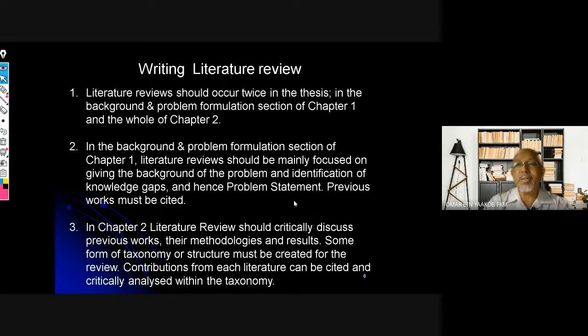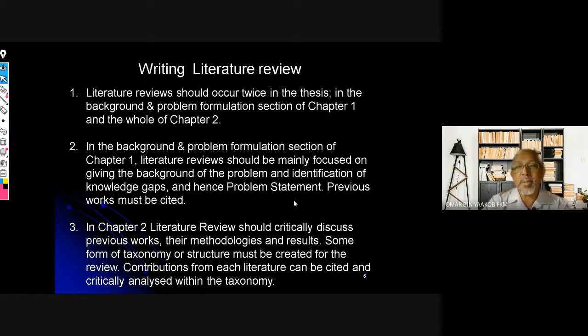Chapter two is called literature review, so definitely you need to do a literature review there. But people sometimes forget. They say, since the literature review is in chapter two, in chapter one I don't need to have any citation or any reference. No. In chapter one, you need to have a literature review to define your problem, because problem definition is done based on literature.